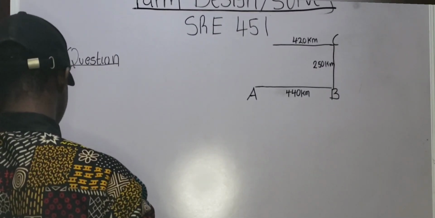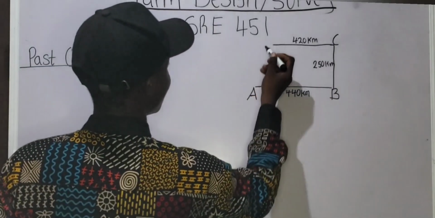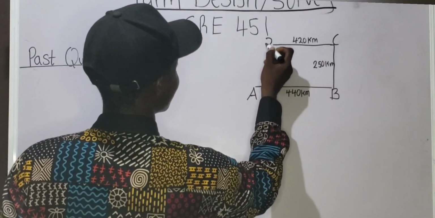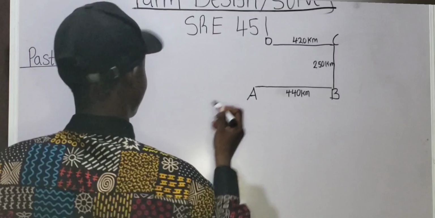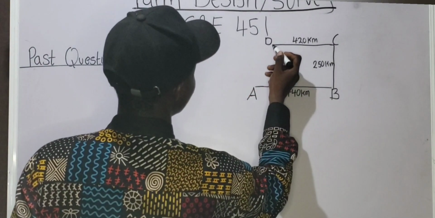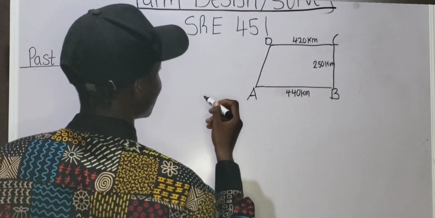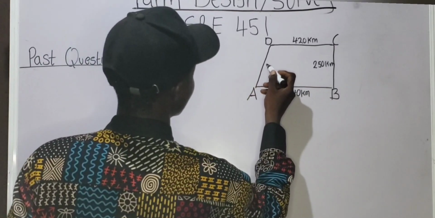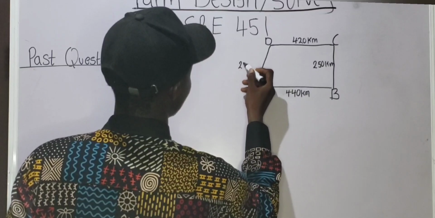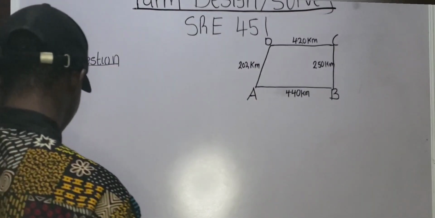And from A to D, let me call this point D. A to D, the length was 202 km. So the length here is 202 km. Let me put it, 202 km. Do you understand?